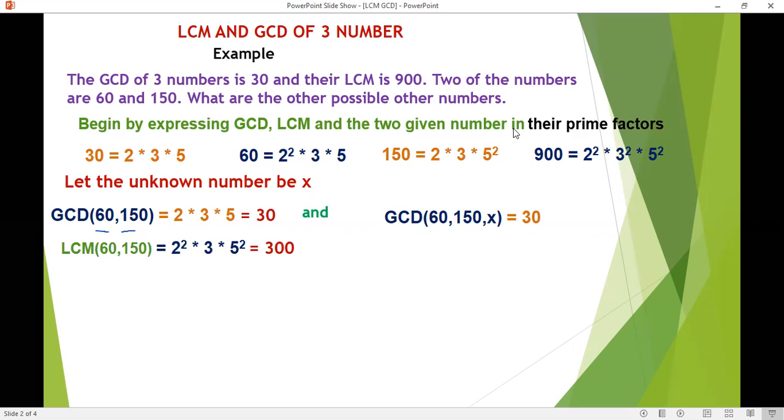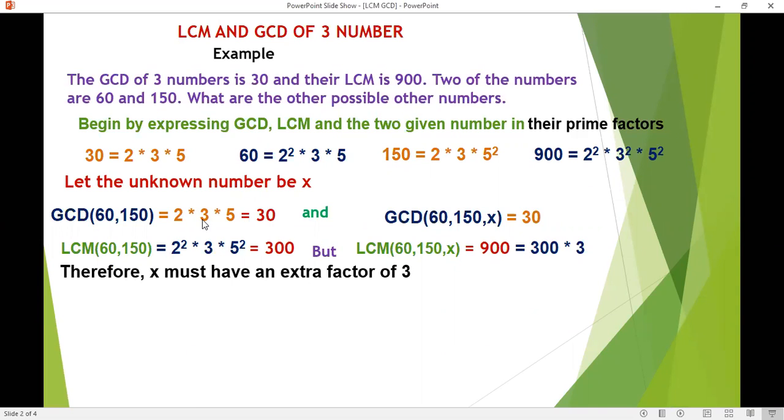Now let's see what happens in the case of the LCM. If you get the LCM of 60 and 150 without the third number, the LCM becomes 300. That means x has an impact on the LCM, because the LCM of the three numbers is given as 900, but the LCM of the two given numbers, 60 and 150, was 300. So it means x has to have an extra factor of 3.